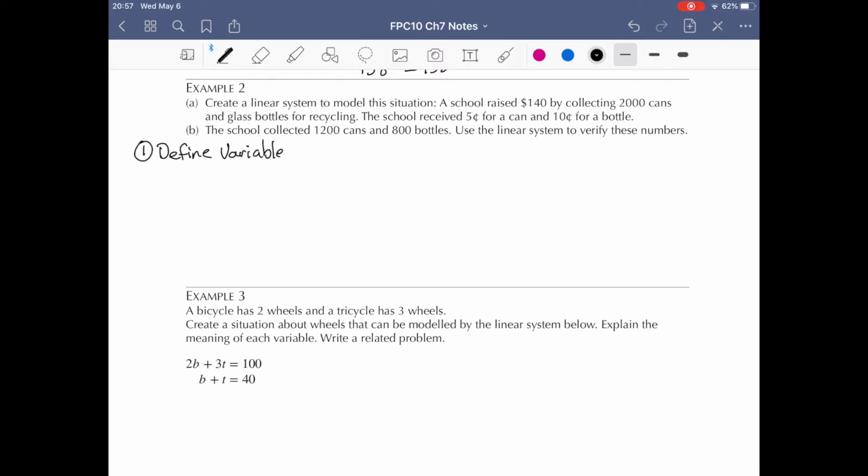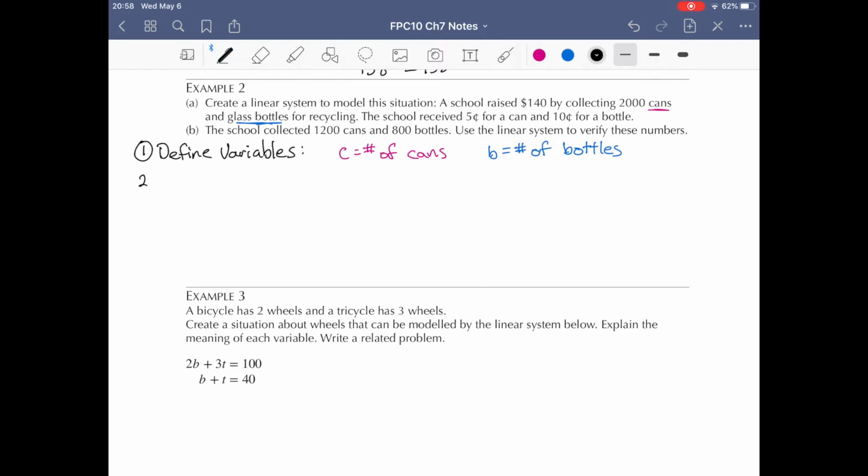So what is it that we don't know that we're trying to figure out? Well, we're trying to figure out how many cans there are and how many glass bottles there are. So I'm going to let C equal the number of cans, and then B equal the number of bottles. So we've defined our variables.